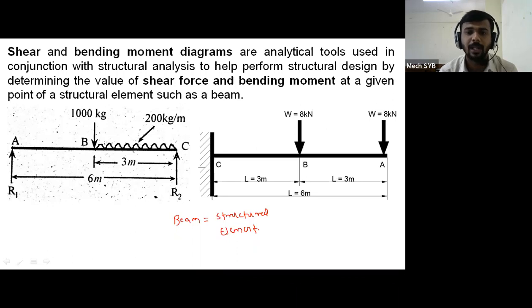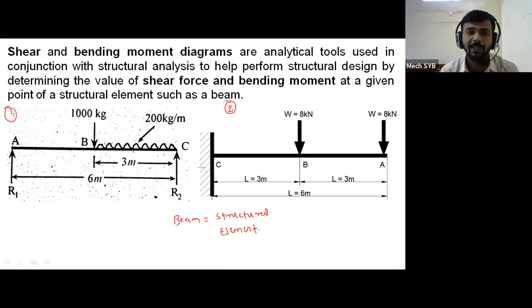Similarly, in this beam structure element, if that beam is subjected to a number of loads simultaneously, at the same time, if a number of loads have acted on that beam, at that time there is a possibility of bending, and how the bending is taking place, that I will explain through this figure number 1 and through this figure number 2.